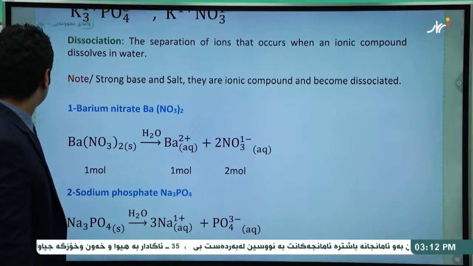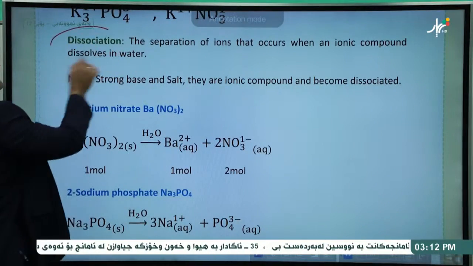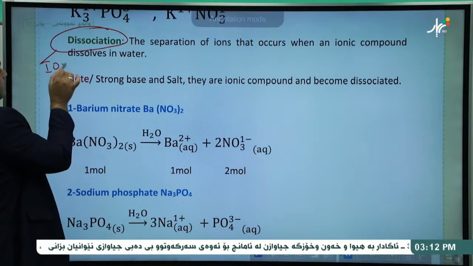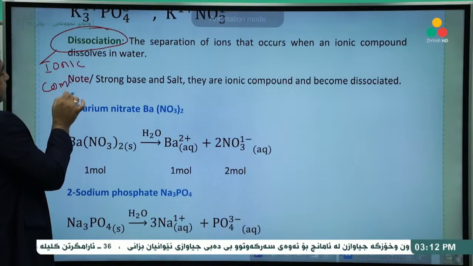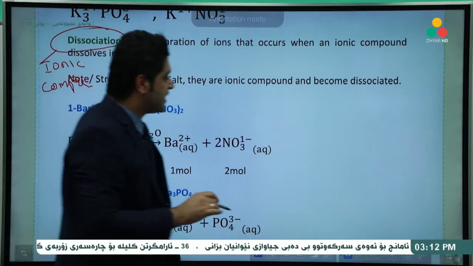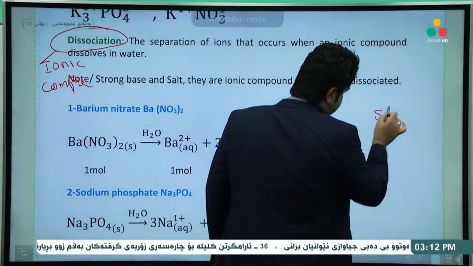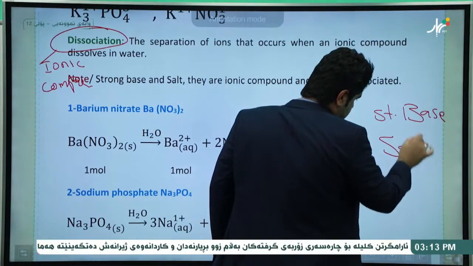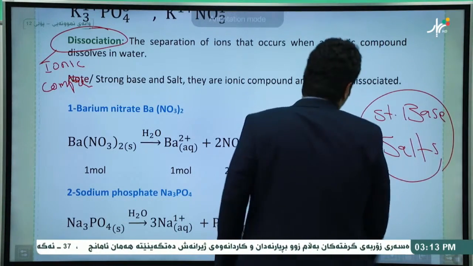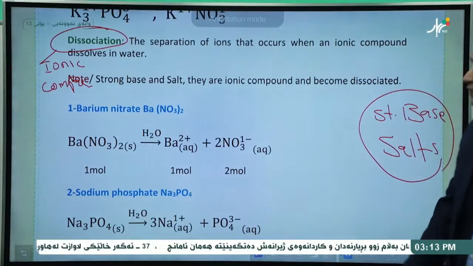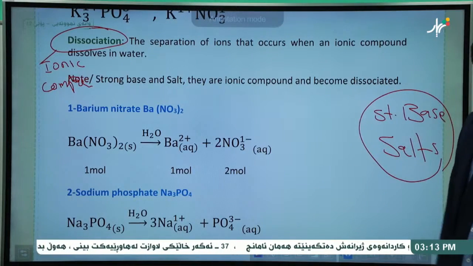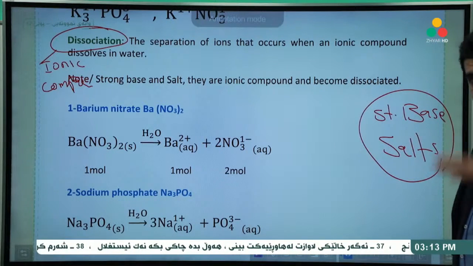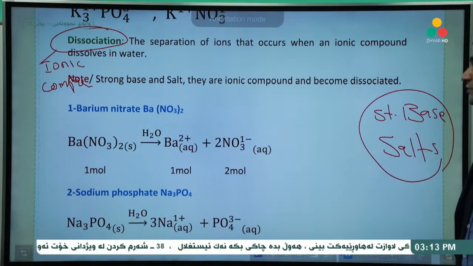Dissociation is a special phenomenon for the ionic compounds. Ionic compounds such as strong base and salt. Strong bases and salts are ionic compounds. But what about weak base? Weak base is a molecular electrolyte compound. Acids, strong and weak, are molecular compounds.